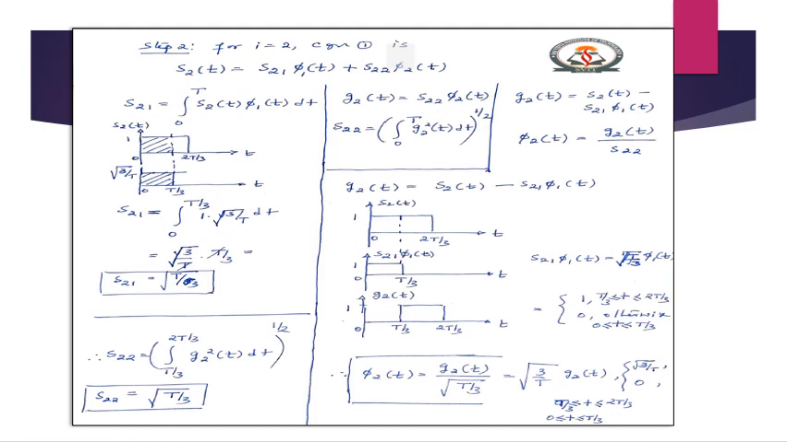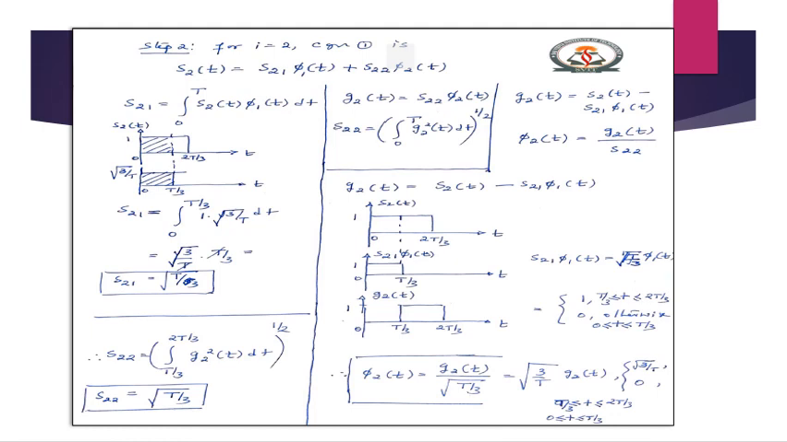So let us solve for g2 of t. That is, g2 of t is equal to s2 of t minus S21 phi1 of t, where phi2 of t can be written as g2 of t divided by S22. So that is understood. And the waveforms are given as follows for s2 of t, S21 into phi1 of t, and also for g2 of t.